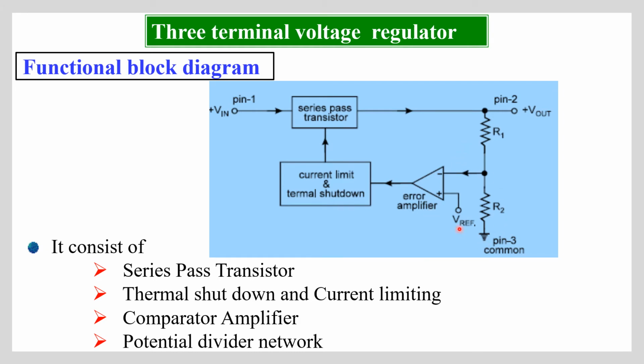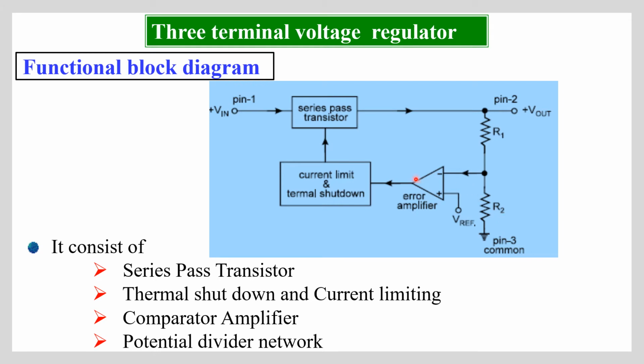The built-in voltage reference here is connected to the non-inverting input terminal of the comparator, while the output potential of the regulator is fed back to the inverting terminal through the potential divider circuit. So see, the output is fed back to the comparator circuit, right, through the potential divider network.